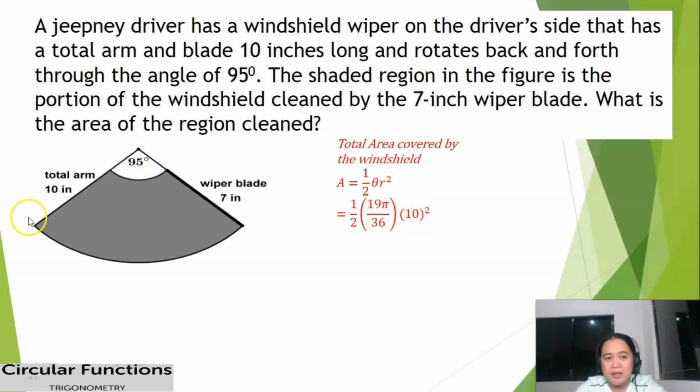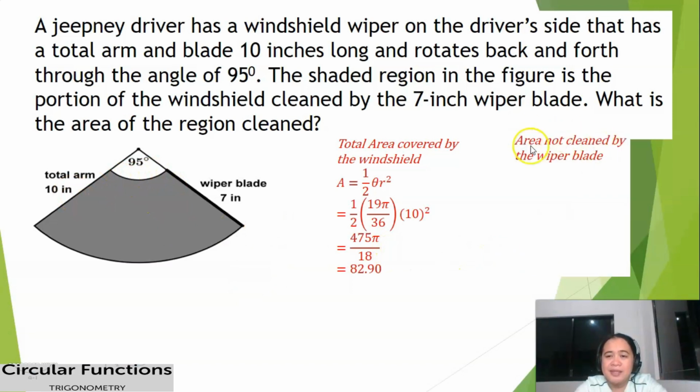And our radius here would be 10. So 10 squared. So simplifying, that would be 82.90 inches squared. Next, the area not cleaned by the wiper blade. So with this one, if this is 10 and this one here is 7, so what's left here would be 3. So with this, we will have 7.46 inches squared.